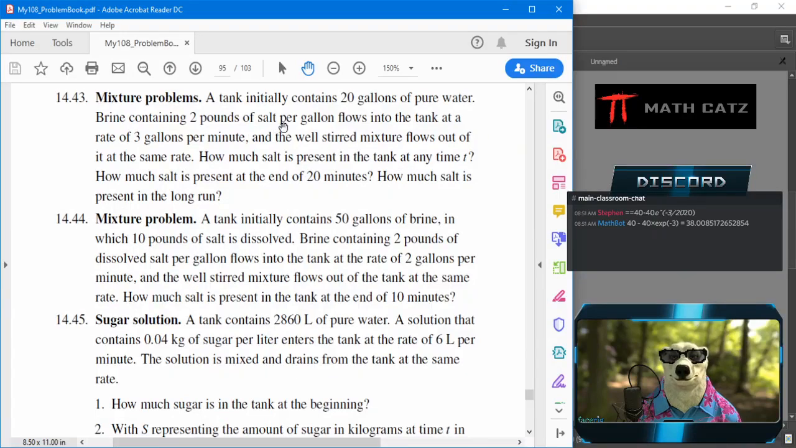after 20 minutes. So we start with nothing. We put in a salt concentration mix, 2 pounds of salt per gallon, into the tank at a certain rate. I also lose water at the same rate, to keep it nice and simple. And slowly the amount of salt in the 20 gallons increases, and at 20 minutes we have 38 pounds of salt. How much salt will there be in the long run?